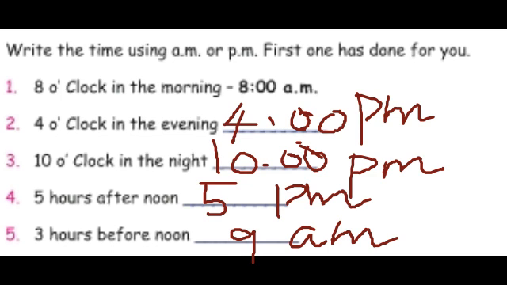1, 2, 3, 4, 5, isn't it? So that also is PM only. Afternoon is always PM only. Before noon means 11 a.m., 10 a.m., 9 a.m., 8 a.m. That one only we can say is a.m.